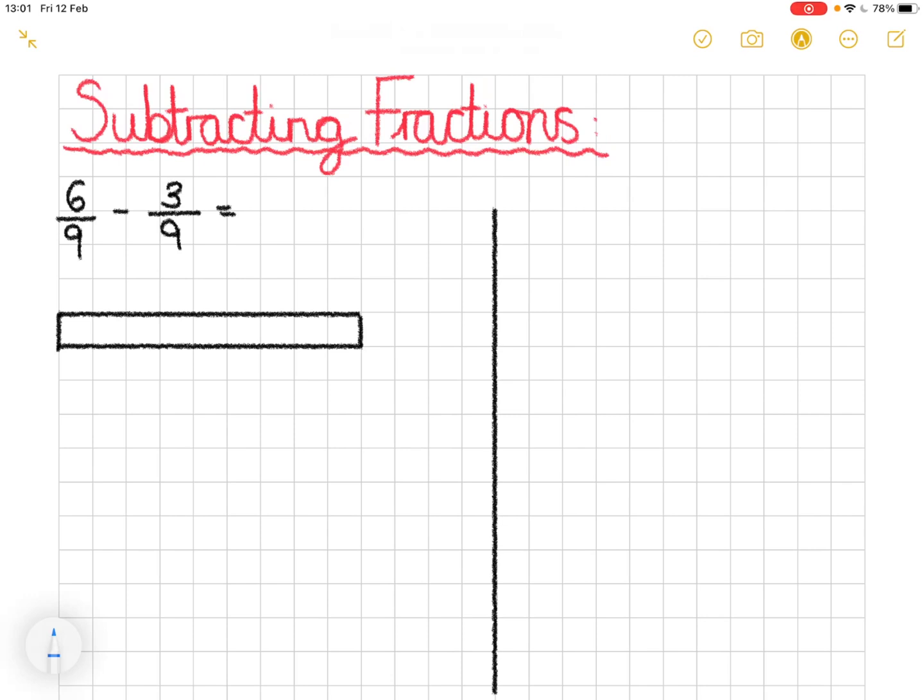In this video, I'm going to show you how to subtract fractions. We'll do this using the pictorial method with fractions with the same denominators, and also with fractions with different denominators, and I will show you the written method too. So within one video, you'll have everything you need to subtract any fractions you come across.